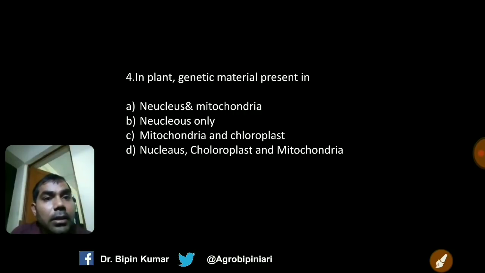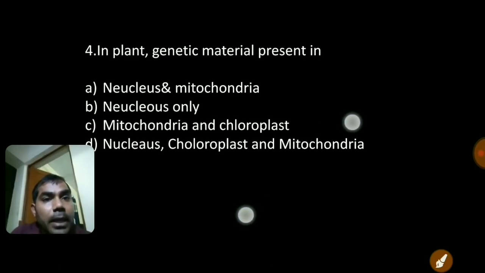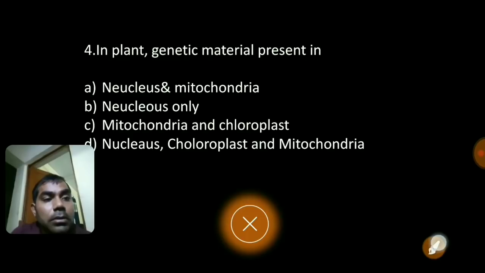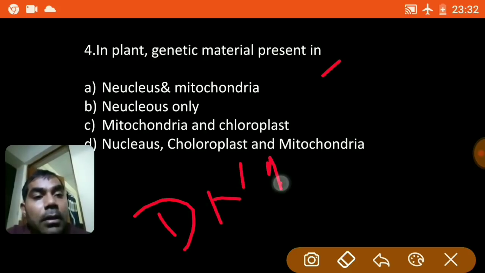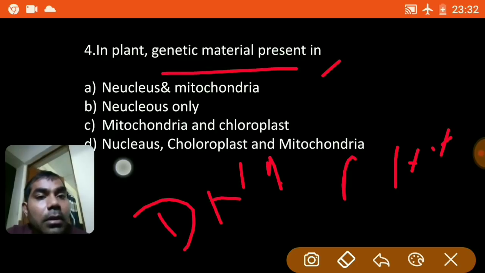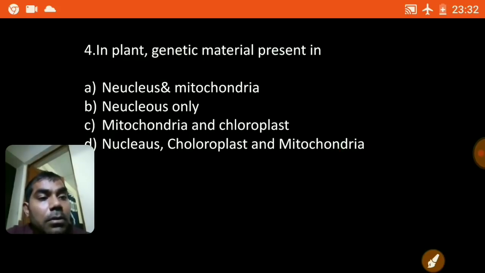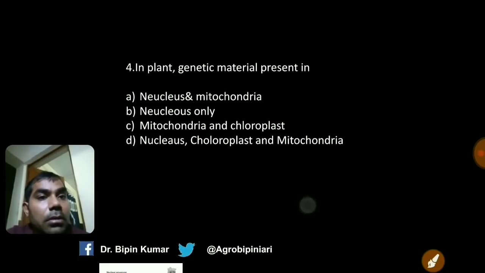Another question is saying that in plants, the genetic material present in... actually, if I am talking about genetic material, it means DNA and RNA. Okay, and this genetic material is present in the nucleus, chloroplast and mitochondria, which means D is the right answer. So let's move to some explanation about this genetic material.